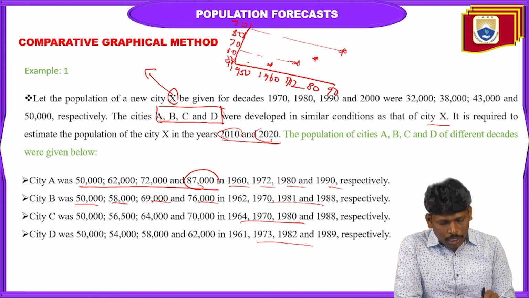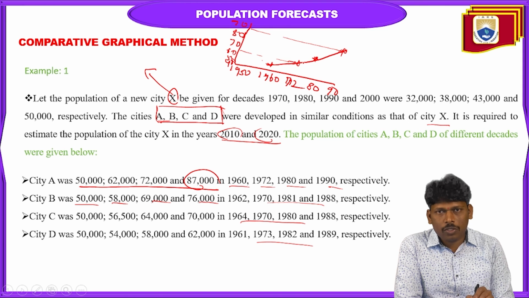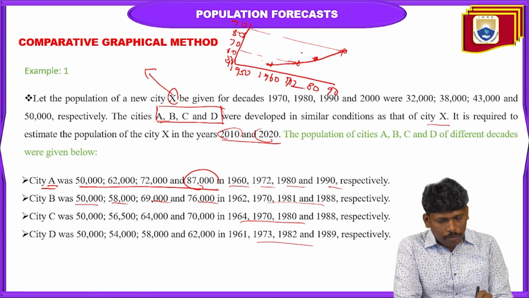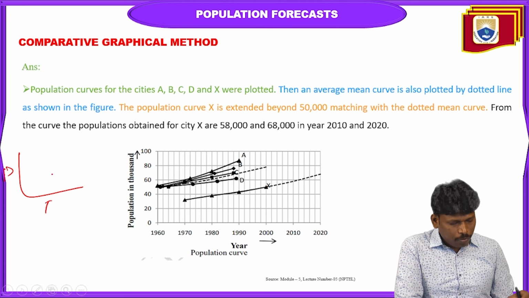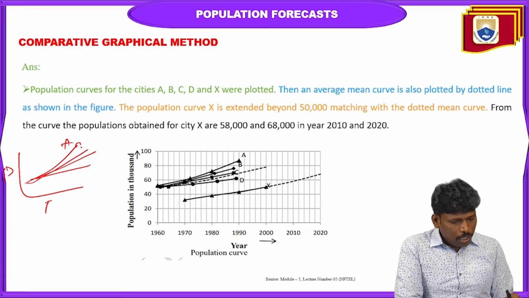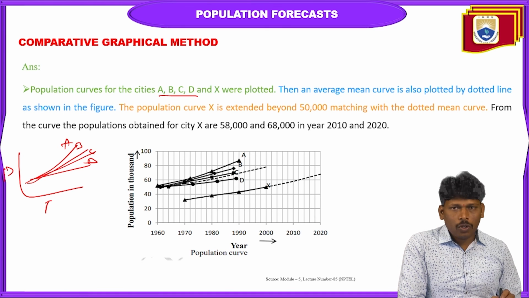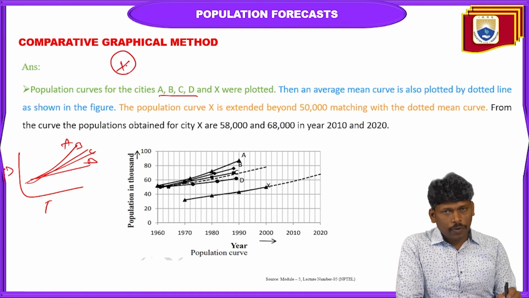So we need to draw a curve like this because this is known data. We are not extending, that's why we'll go with a solid line. Similarly, this is for city A. Similarly, we have to draw a curve like this for cities A, B, C, D, because we considered four similar cities. And now we need to calculate for city X.